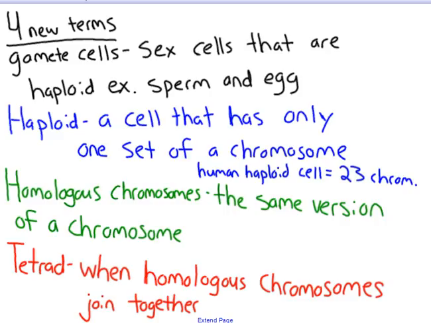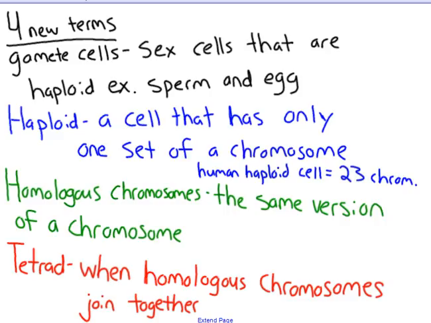So new definitions that we have to talk about: in the last video, I explained what somatic cells were in mitosis. Now I'm introducing a term called gamete cells. And gamete cells are just sex cells, so either a sperm or an egg, and these sex cells are haploid. What the term haploid means is it's a cell that only has one set of chromosomes. So haploid cells are going to have half the amount of regular cells for their chromosomes. So diploid cells in a human would have 46, and a haploid human cell would have 23.